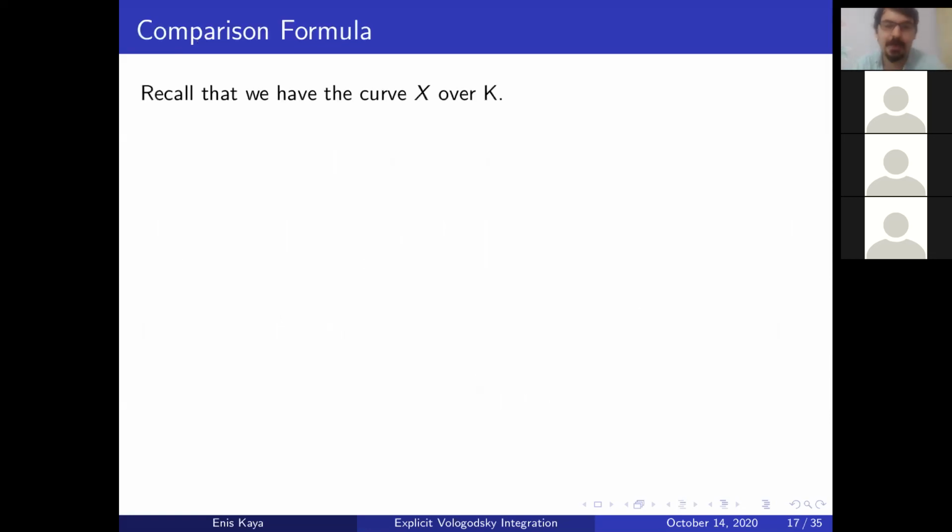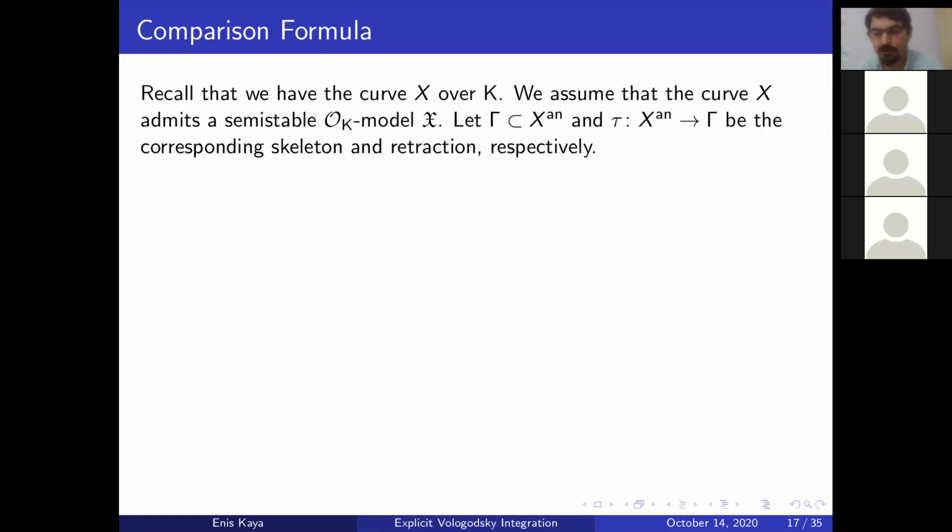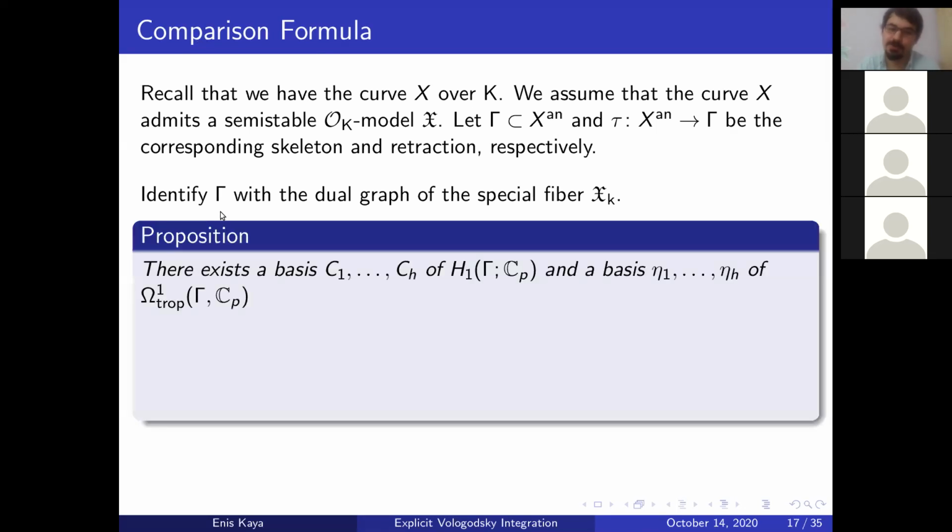Okay, finally, we are ready. Recall that in the beginning, we fixed a curve over K. And again, we just assume that we have a semi-stable model over the base field. And recall that we have the corresponding objects, the skeleton and the retraction map, gamma and tau. And recall that gamma is a certain closed subspace, which is homeomorphic to the dual graph of the special fiber. From now on, I identify gamma with the dual graph so that I see gamma as a graph. And I state the following proposition.